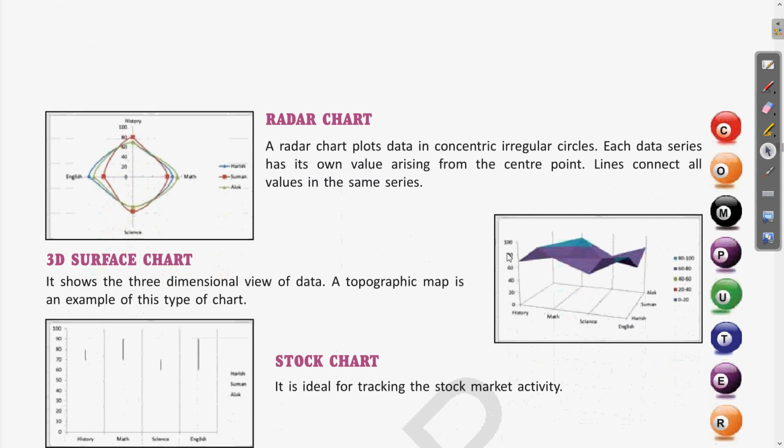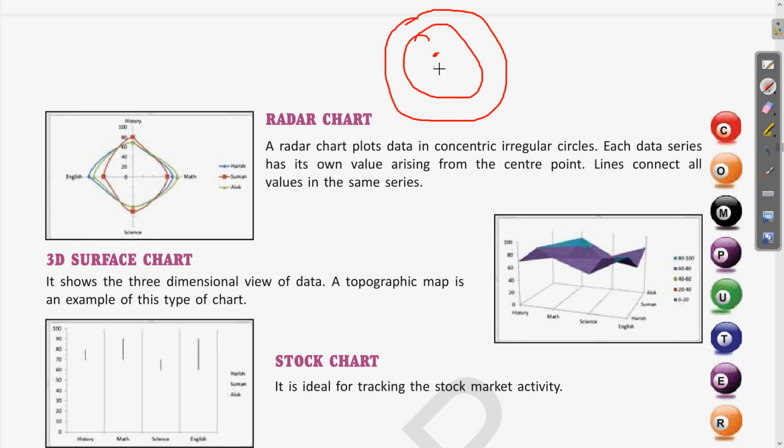Then next we have seen radar chart. So the radar chart is concentric irregular circles. We know that concentric circles mean circles having the same center. Clear? So if more than one circle is there with the same center, it will be called concentric regular circles with a fixed radius. But here in this case, these concentric circles are irregular, meaning the shapes are not fixed. Why are the shapes not fixed? Because as per the value which is changing, they are joined. So this way these lines connect the values in the same series.